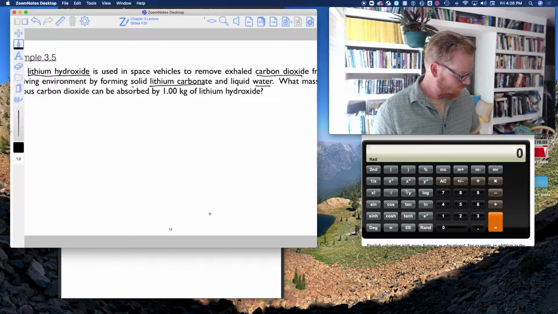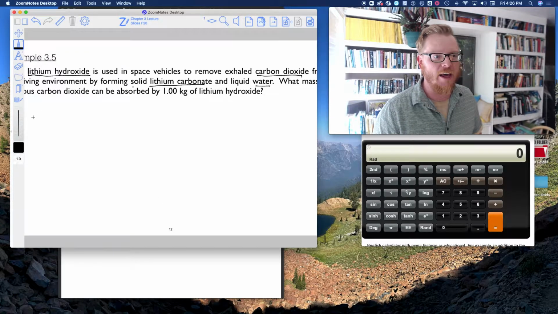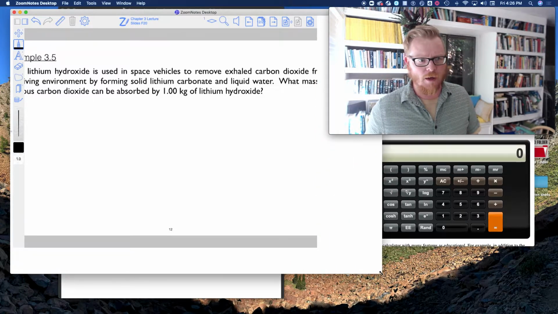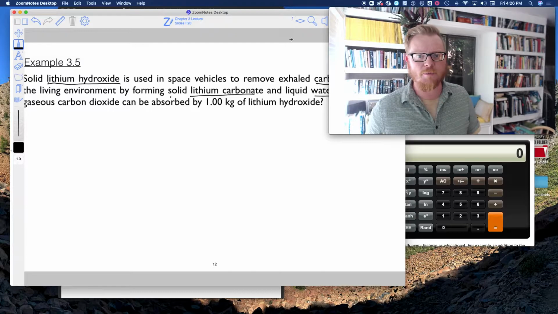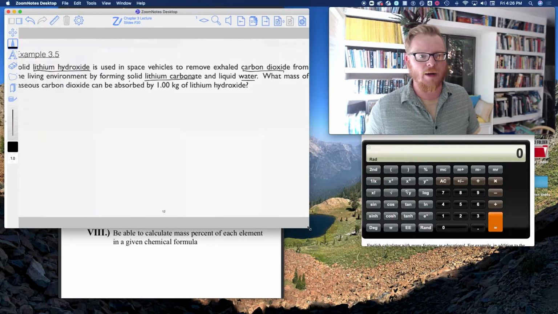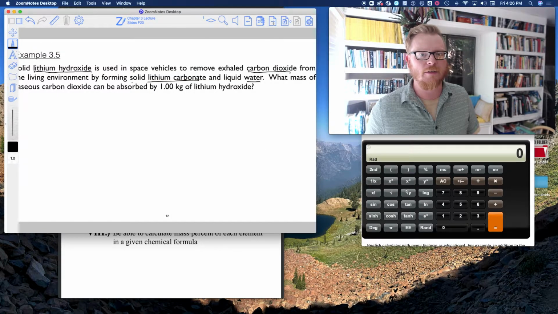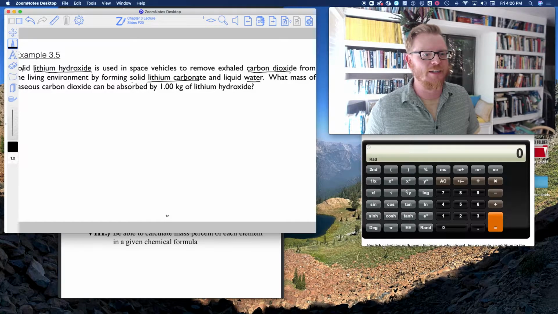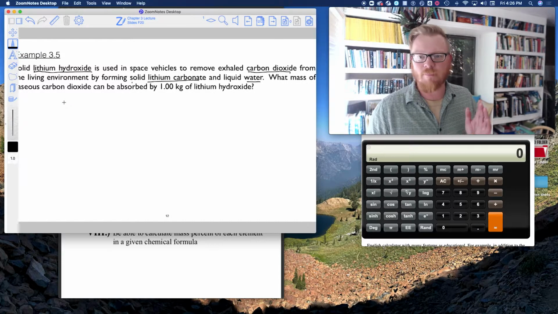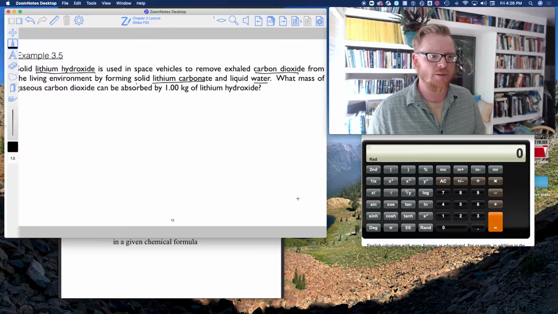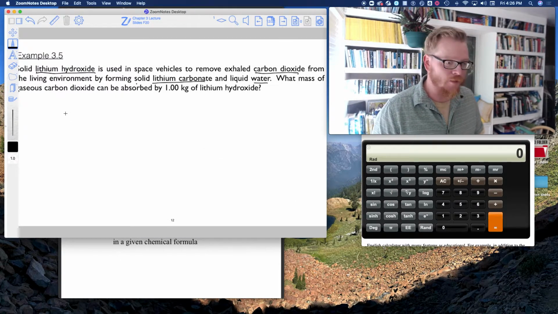Okay? So it says solid lithium hydroxide. I know you can't read that. I'm sorry, it's cut off. Let me try one more time. Oh, I just made it bigger, but now you can't see what I've got going on. Kind of. Anyways, you can download this file and read what it says. Okay? So let's start there.